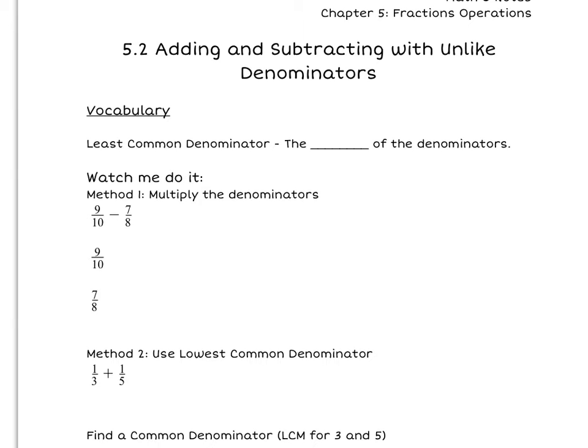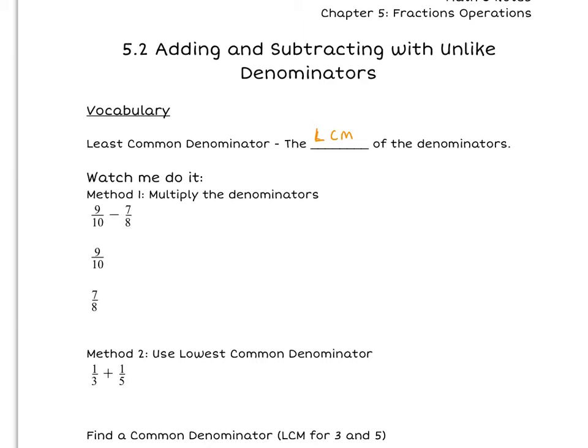All right, in section 2 of chapter 5, we get back to some fractions, so adding and subtracting with unlike denominators. Vocabulary you need to know for today is least common denominator, which is the lowest common multiple of the denominators, which is what we did yesterday. So, a couple different ways to do that to get them to be the same number. We can multiply the denominators together.